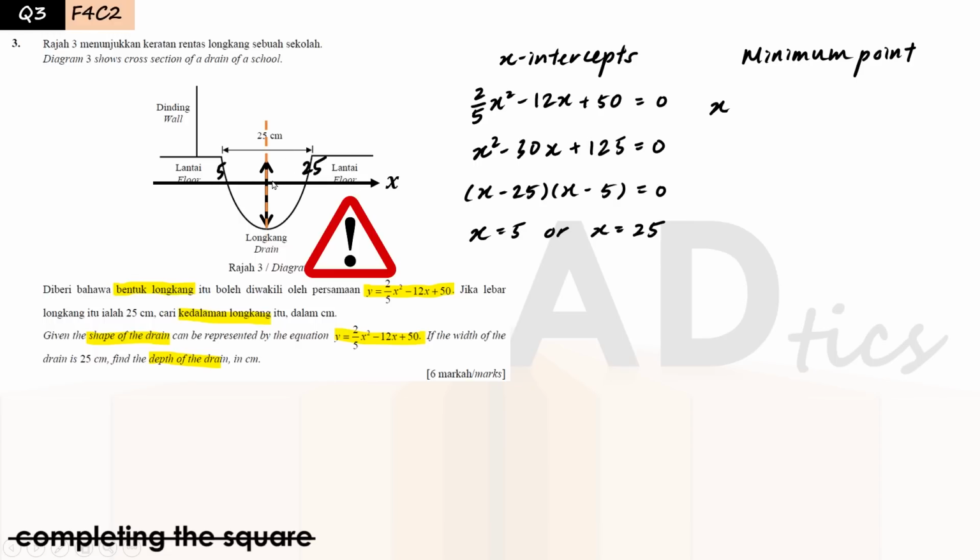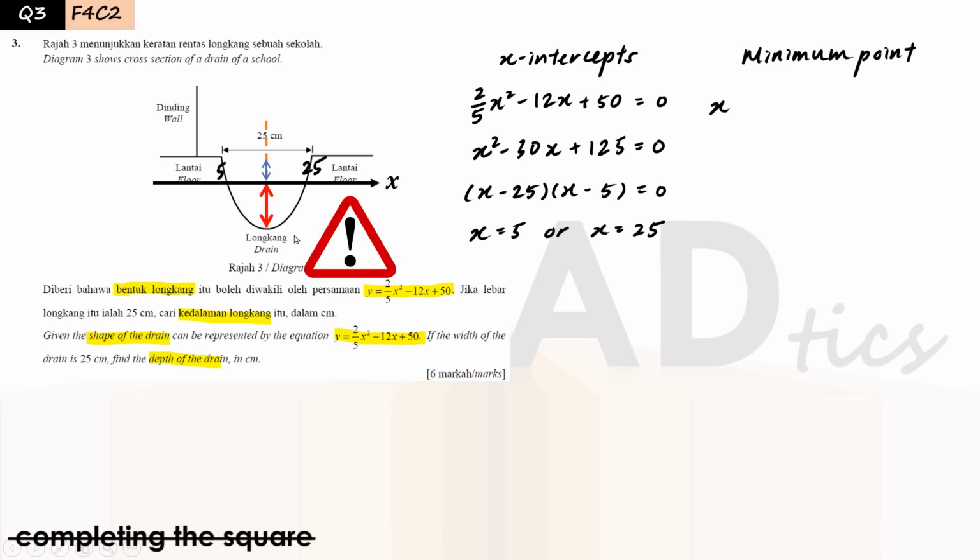Okay, so now to find the depth of the drain, we need to split this arrow already. We need two parts to find the depth, which is the distance from the x-axis to the minimum point of the drain, which we are doing now, and the distance from the floor to the x-axis. This is the tricky part of this question. If you didn't find the value of the x-intercepts, you wouldn't know we need to split into two parts.